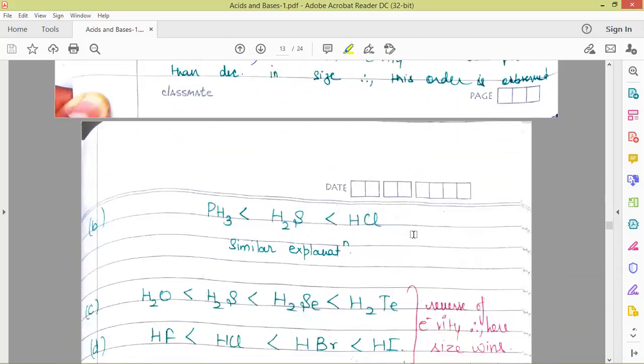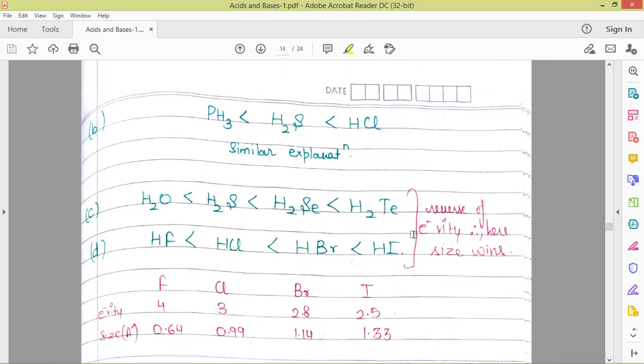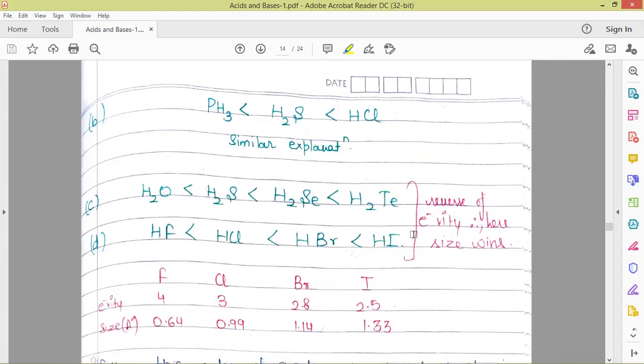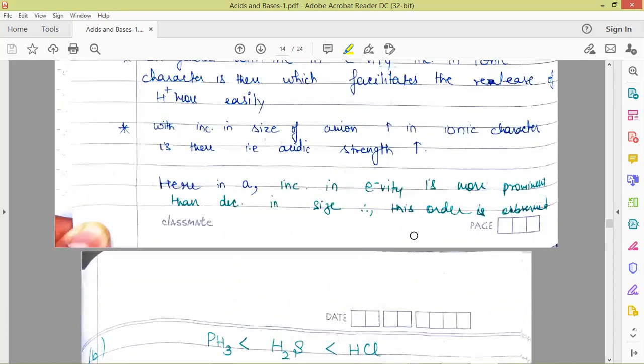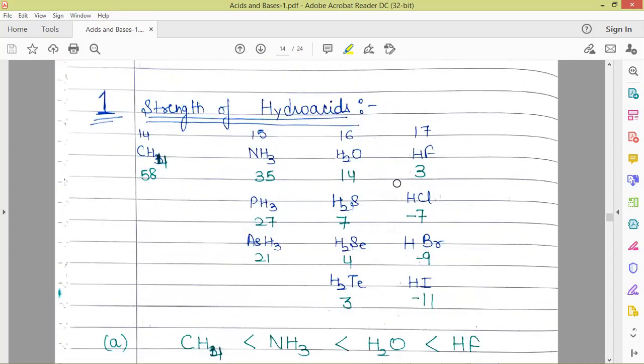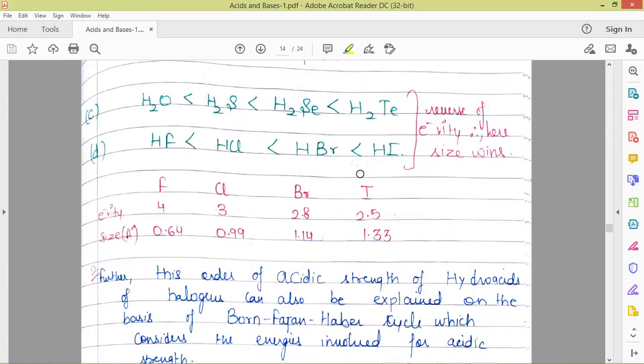So here what is happening is the increase in size is much more pronounced in comparison to the decrease in electronegativity. That means when we are talking about the acidic strength in the group, the size factor is more prominent, and when we talk about the trend in period, then the electronegativity factor is winning. That is the reason for the acidic strength, and based upon these reasons, the observed acidic strength, which is clear from the pKa values, is very much clear.